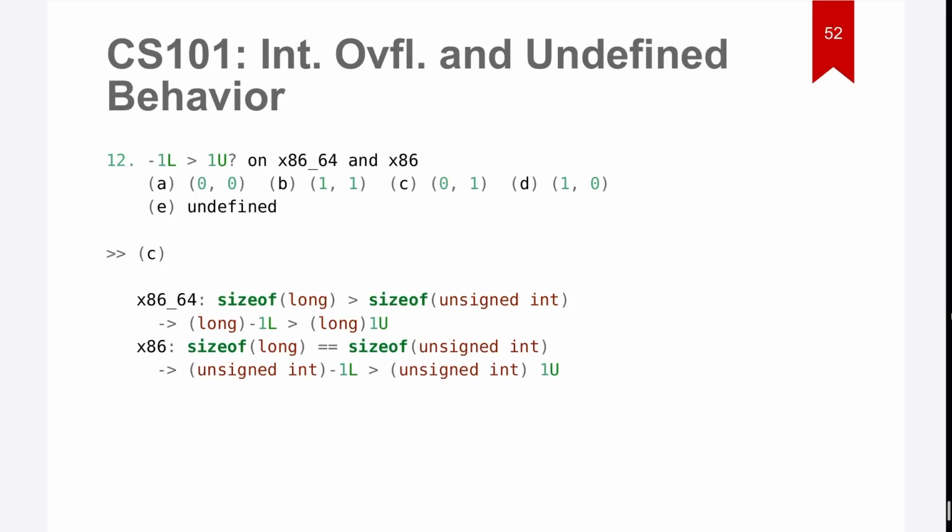However, if we are on x86 32-bit, then the long is a 4-byte value. So that means both of them have the same size, and that means they instead get promoted to unsigned int, because they both fit into unsigned int. And there, in unsigned int, we cannot subtract. We cannot represent -1. It will be the largest possible value, and that is larger than 1, so it will result in 1.